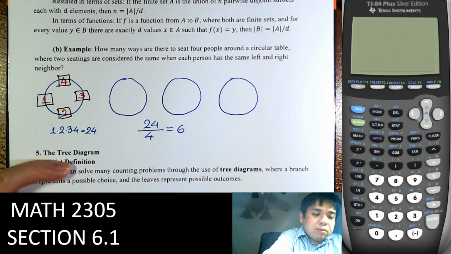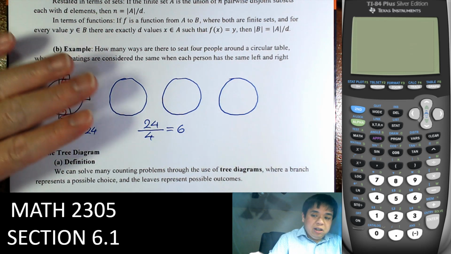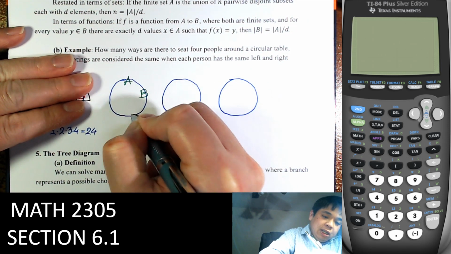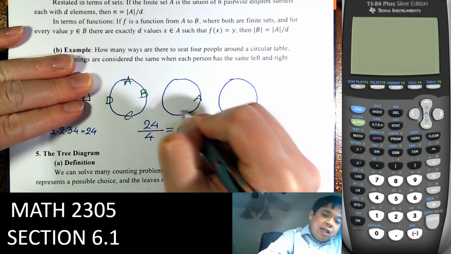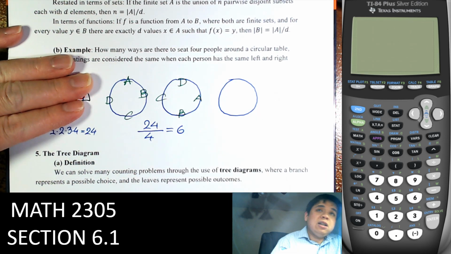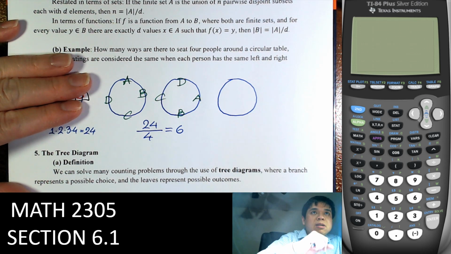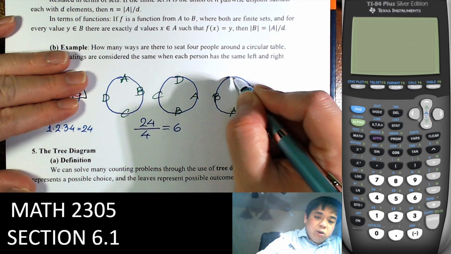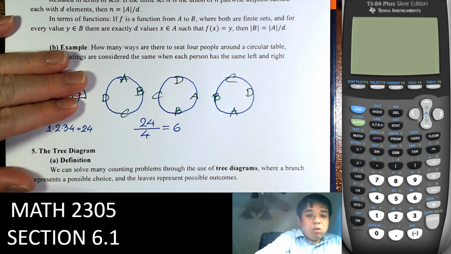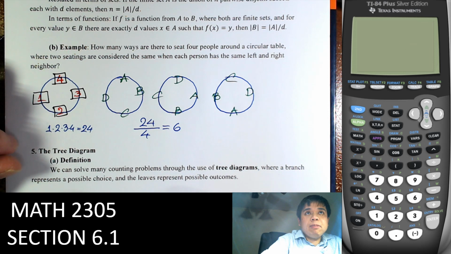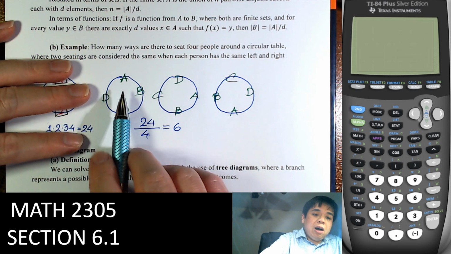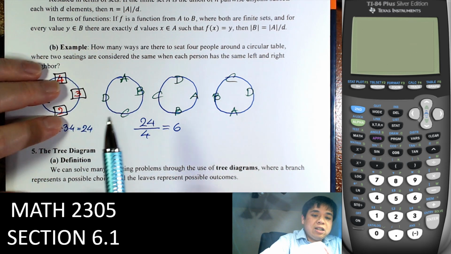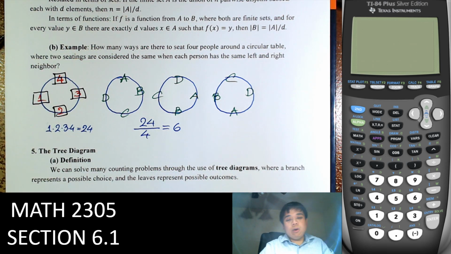Let's say you put person A, B, C, D here. That is the same as A, B, C, D with the same orientation, just going clockwise in that order. Of course, if you don't want to put A there, you can put A here and go clockwise. So all of these are the same. That's why we can start A here, A here, A here, or A here. So there are 4 cases for that. So 24 divided by 4 is 6.